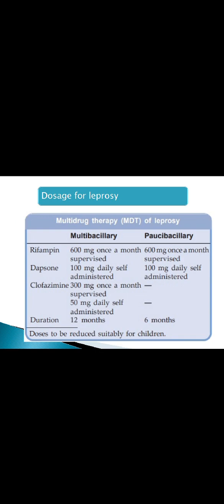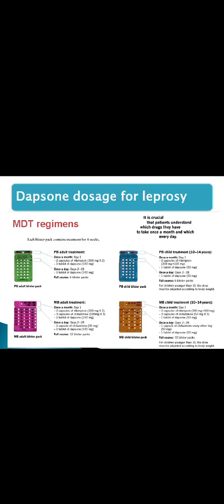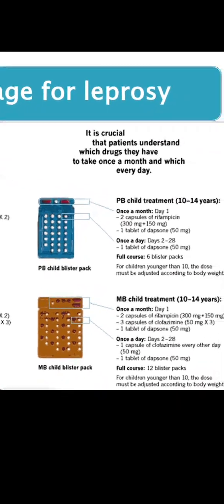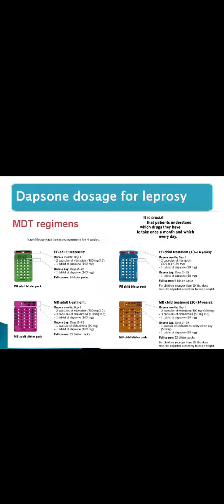The WHO recommended dose of Dapsone for leprosy is 100 mg daily for adults. In case of multibacillary it is for 12 months, and in case of paucibacillary it is for 6 months. And in children the dose is 50 mg daily. In case of multibacillary 12 months, and in case of paucibacillary it is for 6 months. This is the multi-drug therapy regimen for leprosy, which is showing the doses of clofazimine, rifampicin, and Dapsone in children and in adults in case of paucibacillary and multibacillary patients.